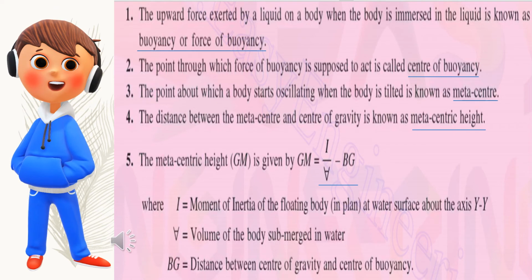First one, answer is buoyancy or force of buoyancy. Second one, answer is center of buoyancy. Third one, our answer is metacenter. Fourth one, answer is metacentric height. Fifth one, answer is GM equal to capital I by V minus BG.